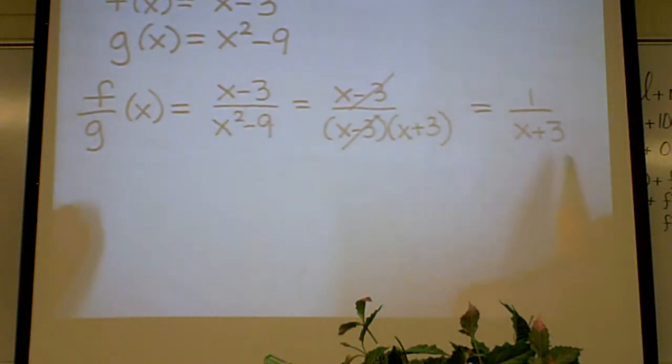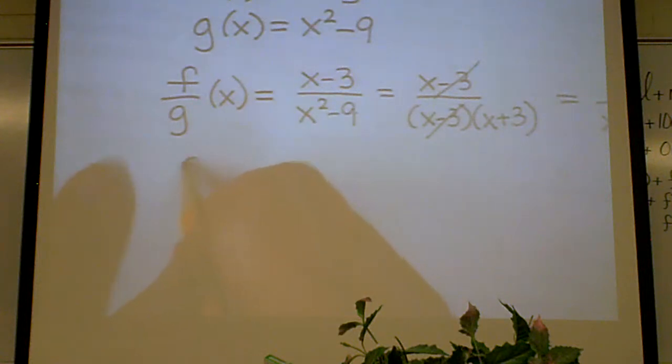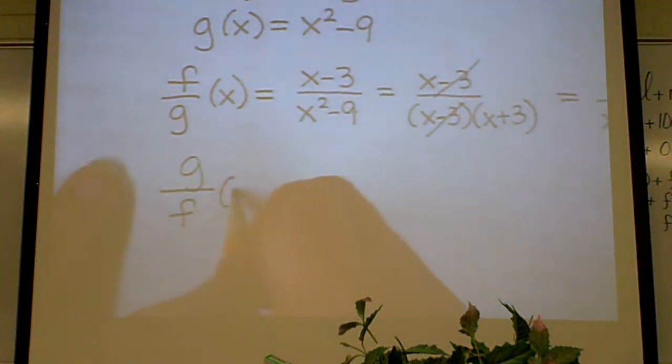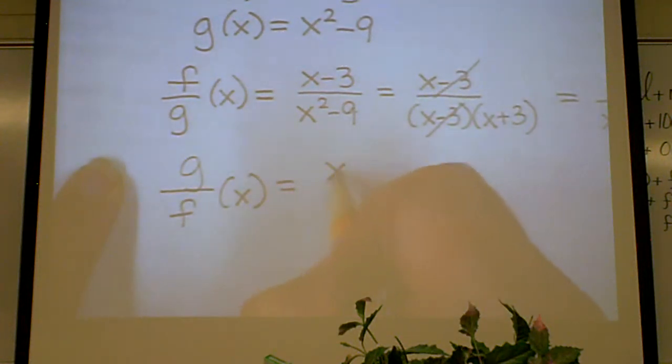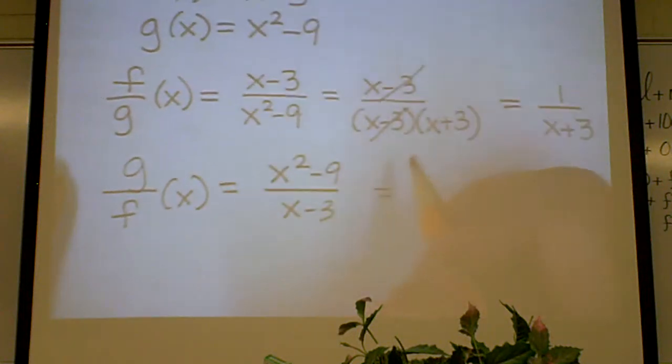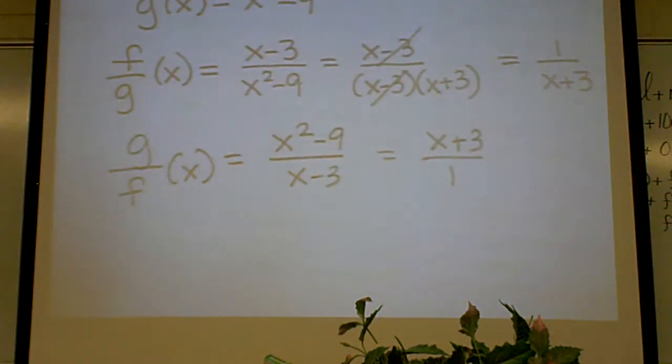Now, when would it be x plus 3? If I would have done g over f of x, then you would have had that on top, and when you factored it, you would have gotten x plus 3 on the top. You don't need that 1 down there after you factor it. Okay? So, plan to see something like that on your test.